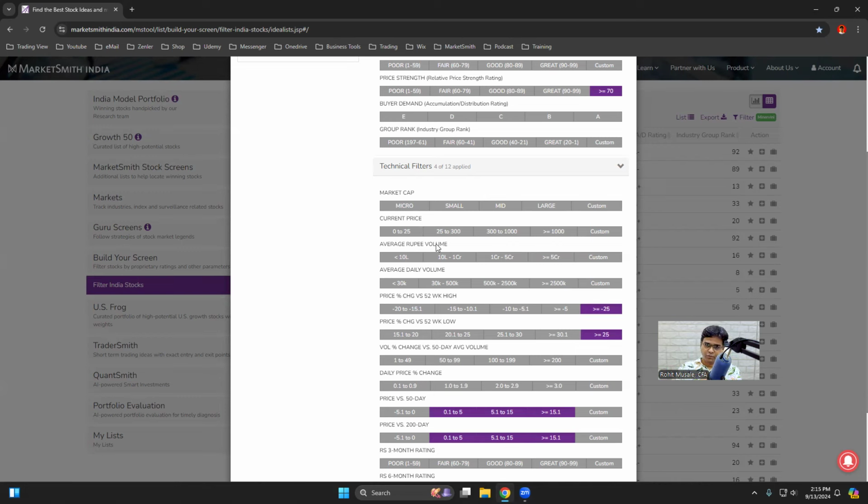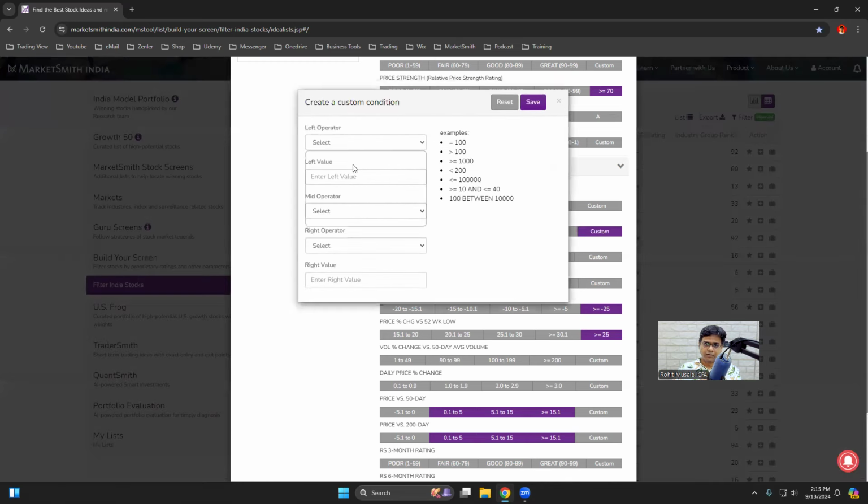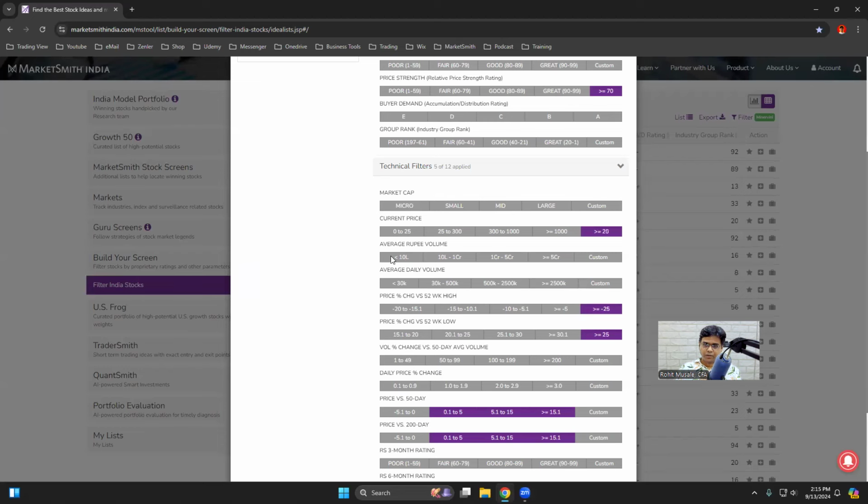So let me give you some screens based on price and volume. So the price should be more than or equal to 20. So we want to avoid penny stocks. So I save this. Average rupee volume, let us keep it 1 crore or more than 1 crore. 1 crore means 7 zeros after 1, which is 10 million. Okay. So more than 10 million rupees average traded volume every single day.